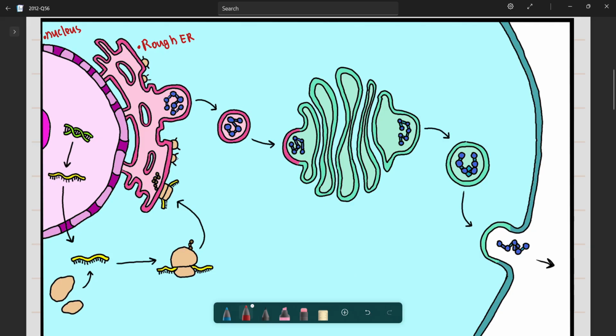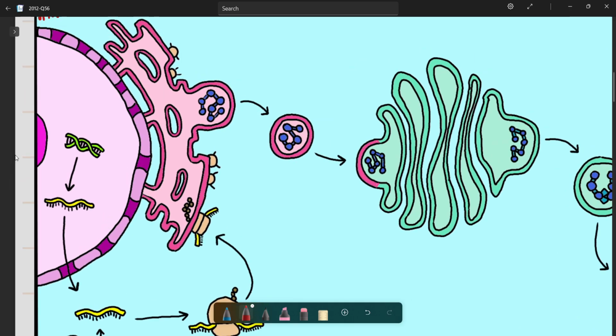Okay, but I'm going to name in the sequence. So first of all, we'll go step by step. How does the process start? You have to synthesize a protein. Before that, the process takes place inside a nucleus.